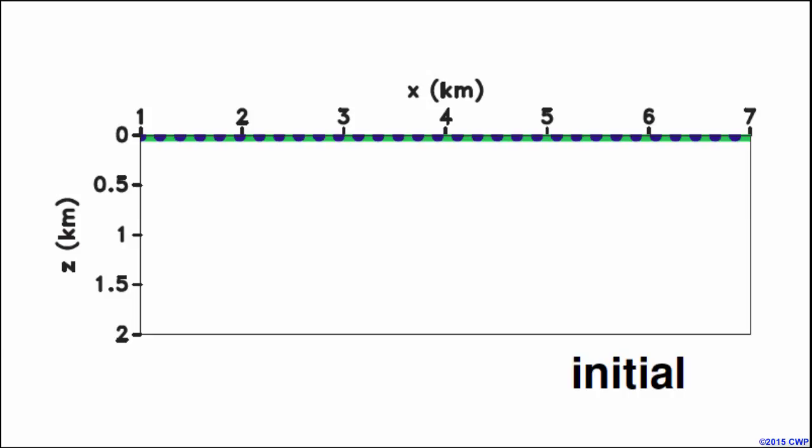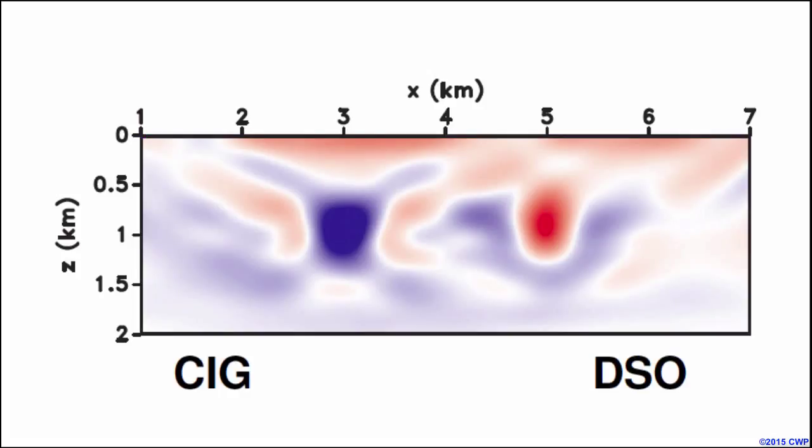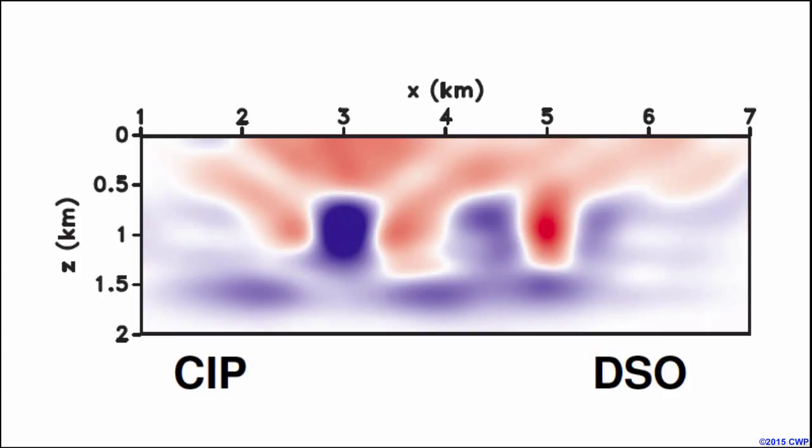So now we can compare some models. Again, this was the initial model, and this is the model recovered by DSO. As you can see, it correctly recovers the sign and size of the anomaly, however it has a lot of side lobes. Part of it was explained by Vladimir in the previous talk. So this is the result of using CIPs with DSO penalty function. And well, as you can see, again, we recover the size and sign of the anomaly.